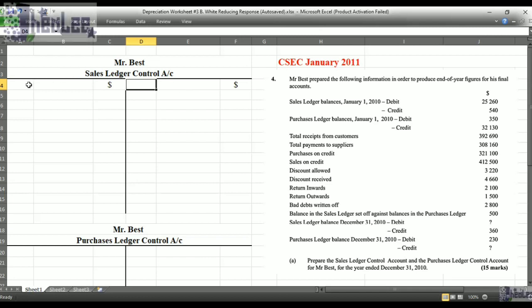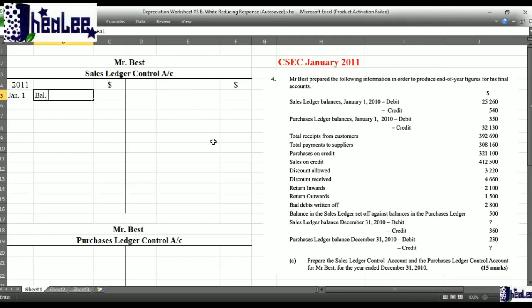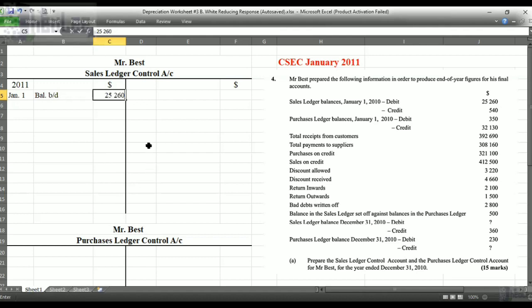Now, let's put in those balances. So the year is 2011, and that's January 1st, or details is balance brought down because that's our opening balance. Because it said debit, we're going to enter this 25,260 on the debit side. So you'll put $25,260 right there.